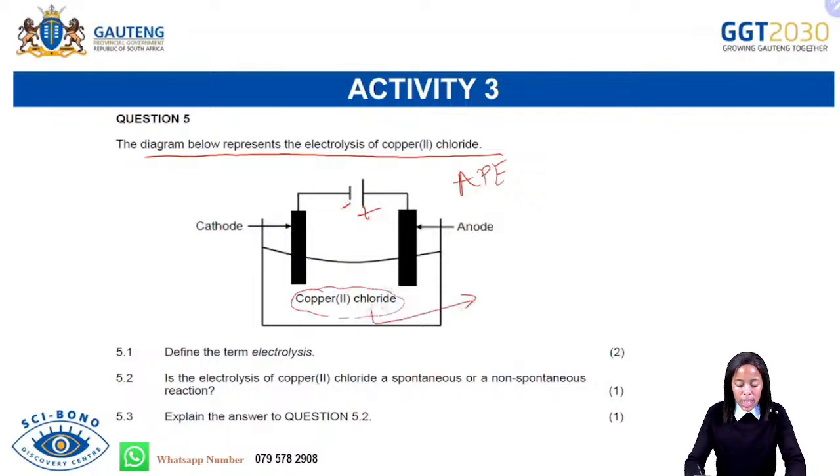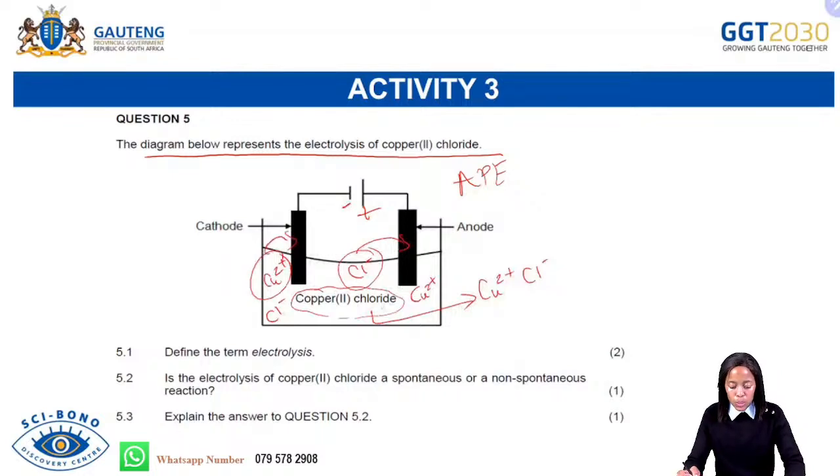If we are to break down this electrolyte, copper(II) chloride, it will be Cu2+, it's a transition metal, and Cl-. So we break down the electrolyte into Cu2+ in solution and Cl-. After breaking down the electrolyte, we are talking about the migration of the ions. We said that the anions are going to migrate to the anode, and the cations are going to migrate to the cathode. So anions migrate where?